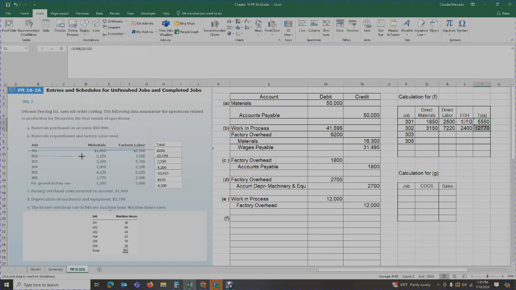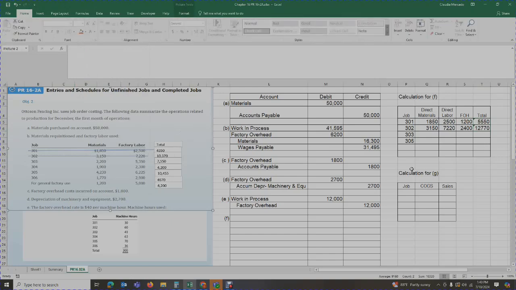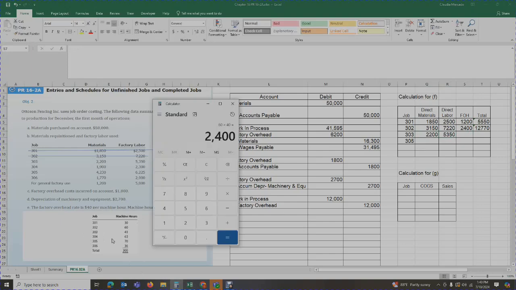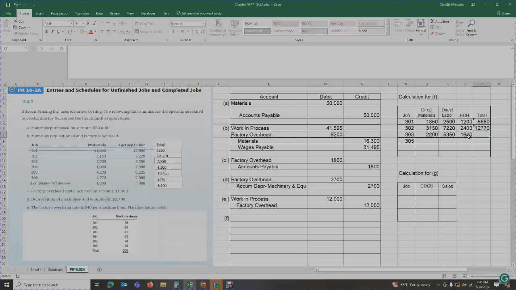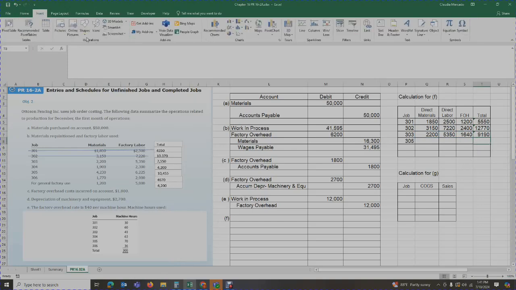So job 302 has been completed, and we're going to do the same thing for job 303. For job 303, we have materials of $2,200. We've got labor of $53.50. And then let's look at our overhead down here for our machine hours. We've got 41 machine hours at a rate of $40. That's going to give me $1,640 for my overhead, and that's going to give me a total of $91.90. Let's mark that.